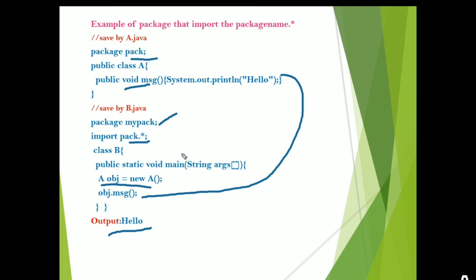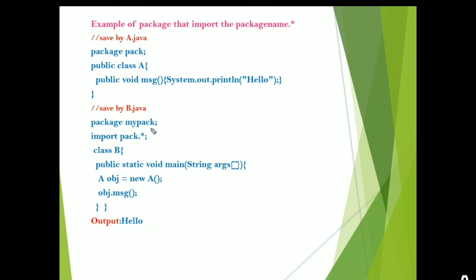Like this we can import the package. Here we have pack as one package and mypack as another. With pack.*, the classes belonging to pack can be accessed in another package, that is mypack. So the classes of one package can be accessed in another package by using the package name dot star. This is the first method.